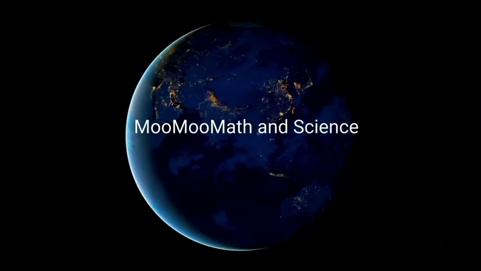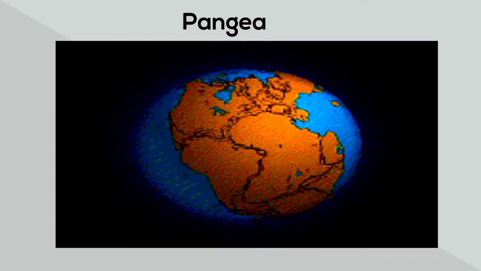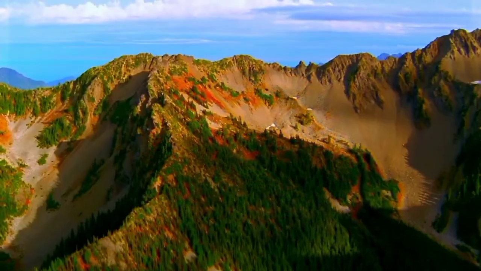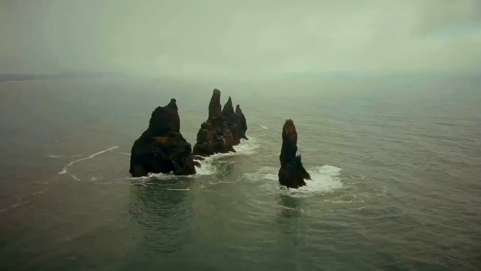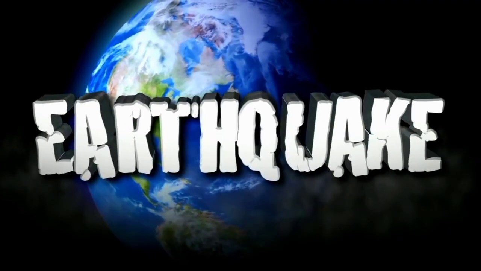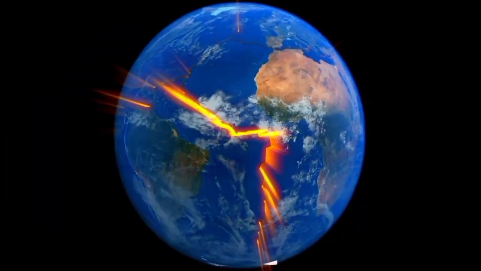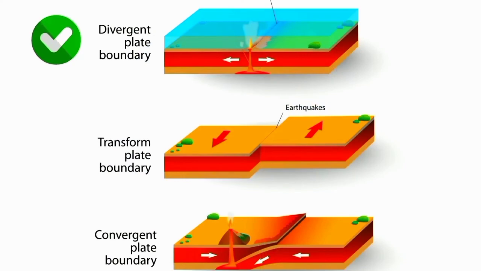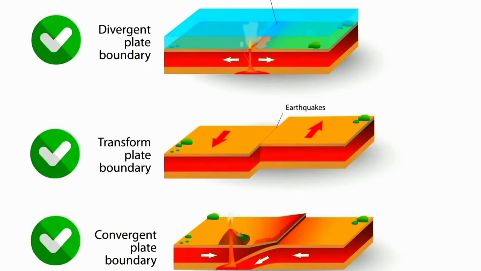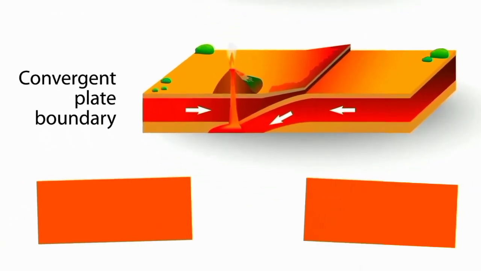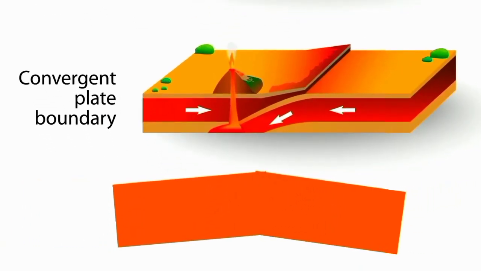Welcome to Moo Math and Science and Plate Boundaries. Some of the most dramatic changes in the Earth's crust, like mountain ranges, new islands, or earthquakes, occur along plate boundaries. There are three types of plate boundaries: divergent boundaries, convergent boundaries, and transform boundaries. Convergent boundaries occur when two plates collide. There are three major types.